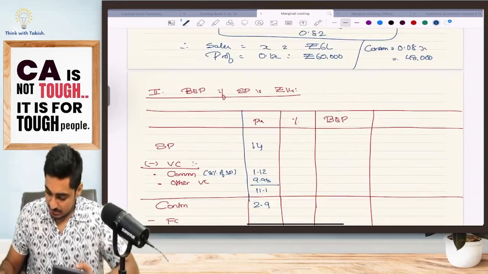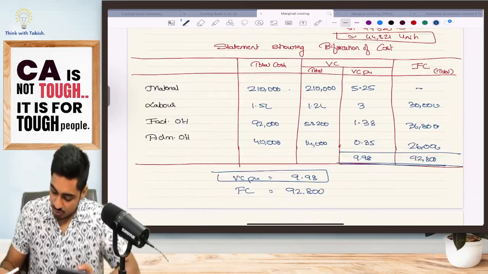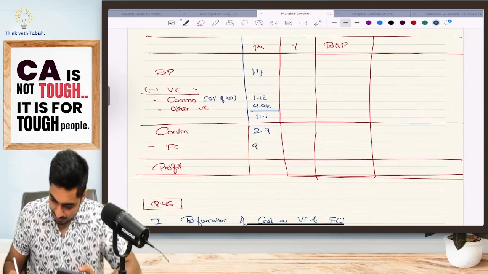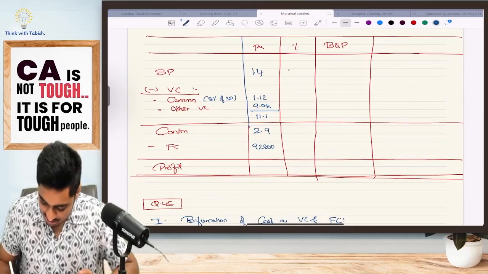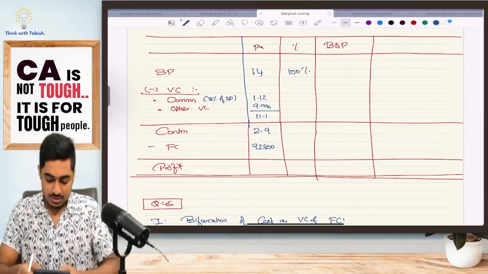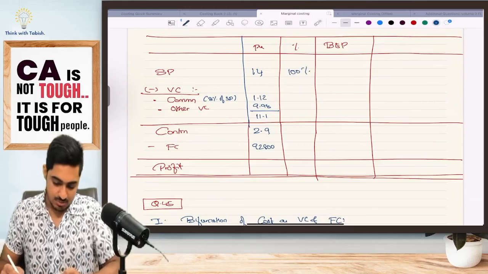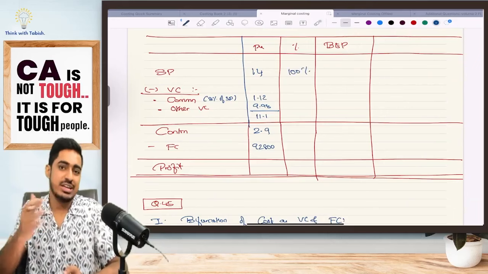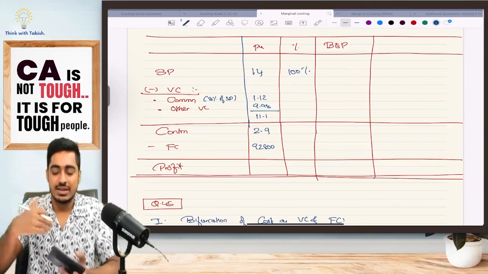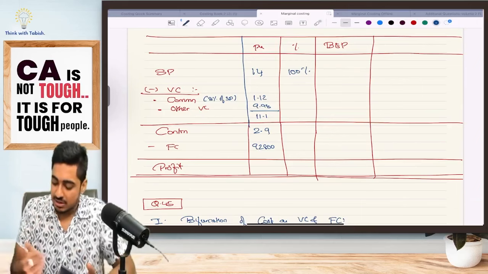Fixed cost. How much is my fixed cost? We have already calculated 92,800. Yes or no? If you want, you can calculate in terms of percentage also. Sale is going to be 100%. Variable cost 11 upon 14 is going to be 78.57%. Your variable percentage you are getting in terms of decimal, so it will always be having a rounding difference. It is better not to get into that.